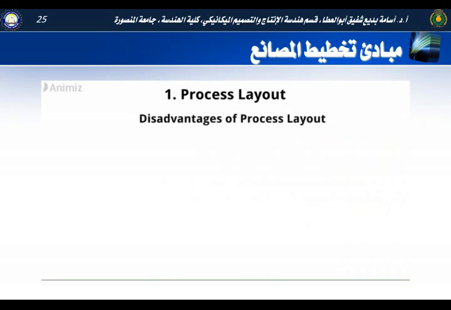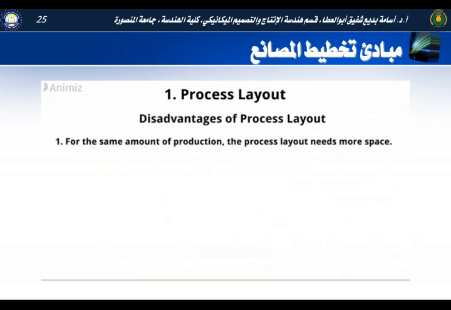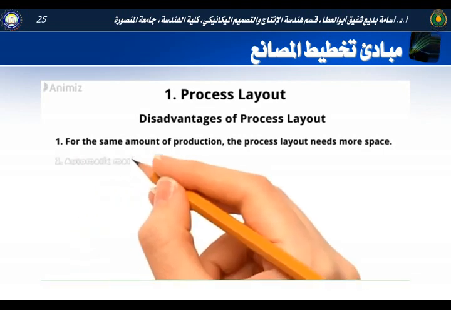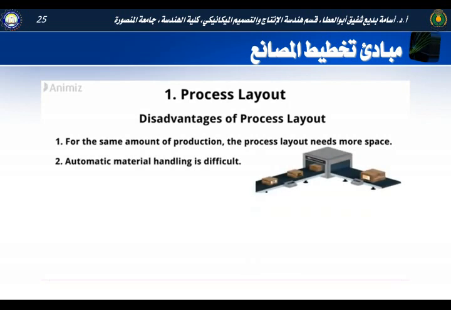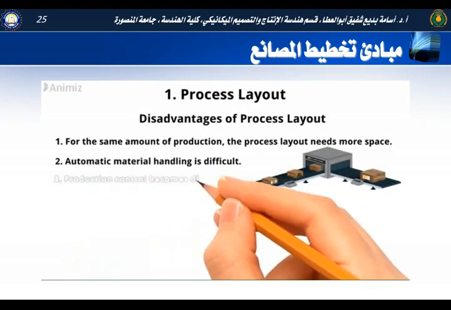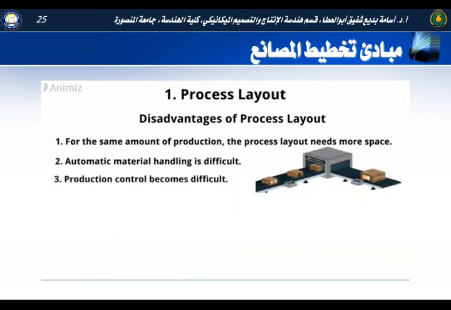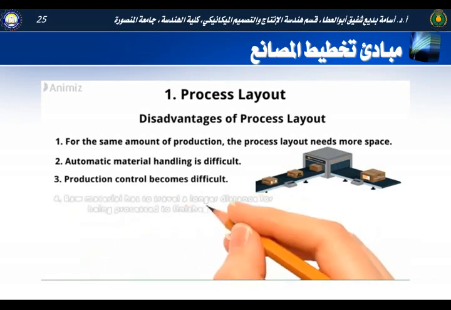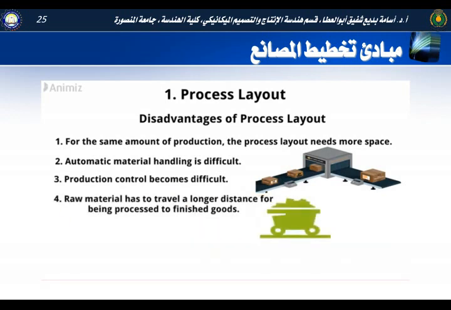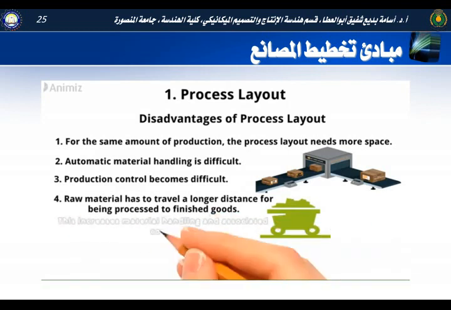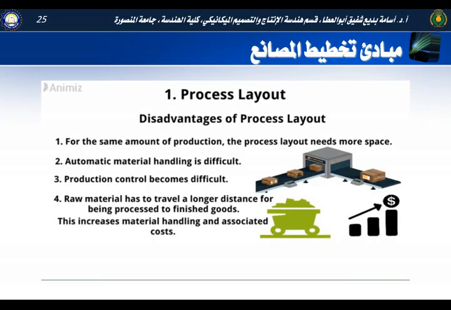Disadvantages of process layout. 1. For the same amount of production, the process layout needs more space. 2. Automatic material handling is difficult. 3. Production control becomes difficult. 4. Raw material has to travel a longer distance for being processed to finished goods. This increases material handling and associated costs. 5. It needs more inspection and efficient coordination.